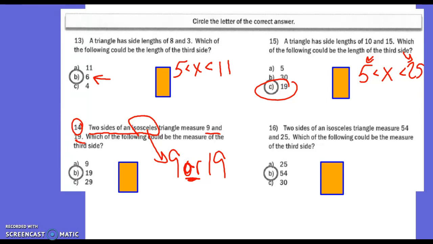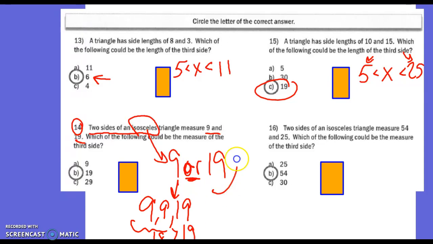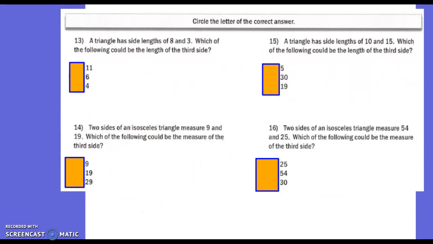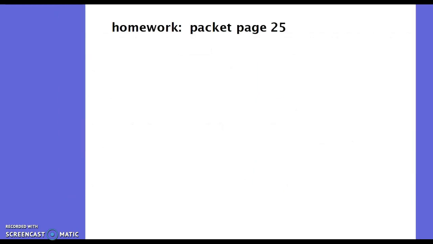Well, remember, the two smaller sides have to add up to be greater than the third side. So if the missing side was 9, and you had these 3 side lengths, 9, 9, and 19, 9 plus 9 is only 18. 18 is not greater than 19. So it would not make a triangle. So the answer is 19. So that's how you do those problems. Again, a little summary. The triangle inequality theorem says the two smaller sides have to add up to be greater than the longest side for you to be able to make a triangle with given side lengths. So now you can work on page 25 in your packet.